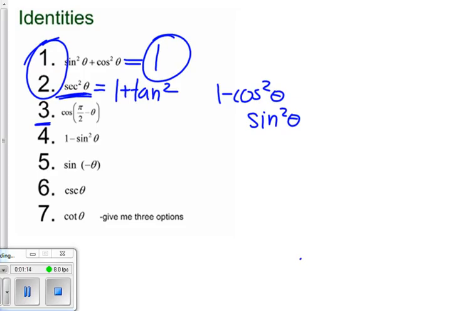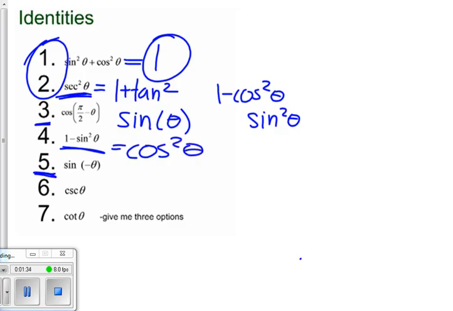What about 3? What identity is that one? Cofunction. So who is cosine's cofunction? Okay, 1 minus sine squared. Good. Okay, 5. What kind of identities are those? Odd and even. Is sine odd or even? So what happens to the negative? Good. Cosecant. What is cosecant? 1 over sine.